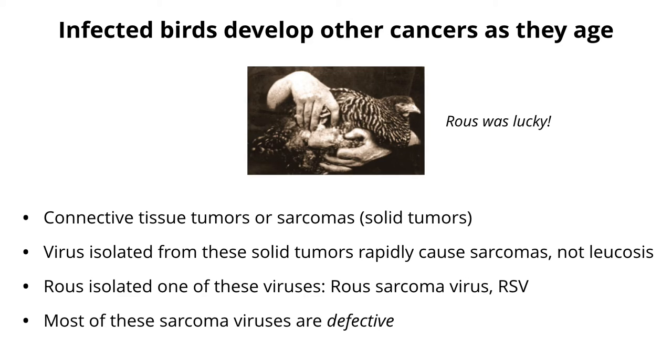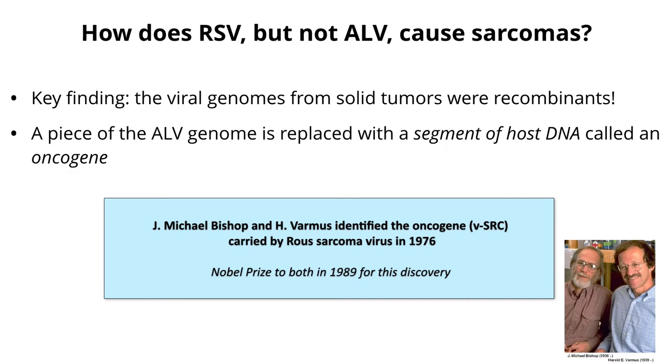And that's the way science sometimes works. You are good at what you do and you do nice experiments, but you're also lucky. And he happened to isolate for the first time a non-defective virus, which means he could grow it in culture. Otherwise, he never would have been able to grow the virus. So, Rous sarcoma virus, but not ALV, is causing tumors.